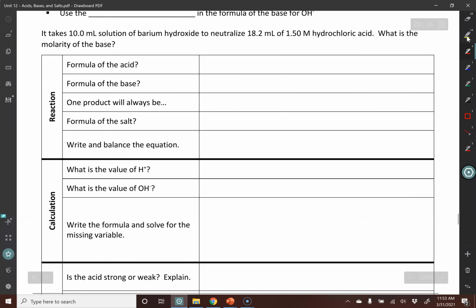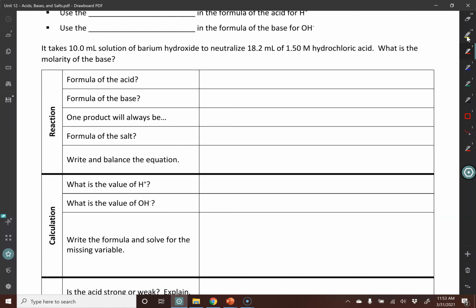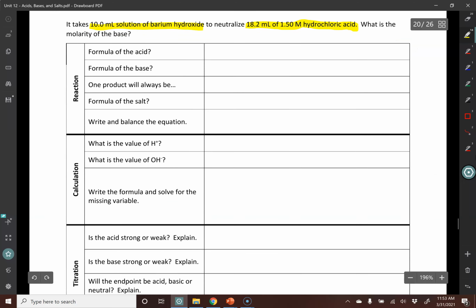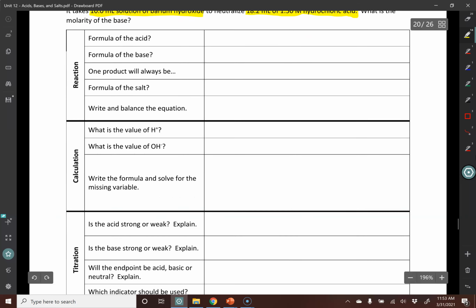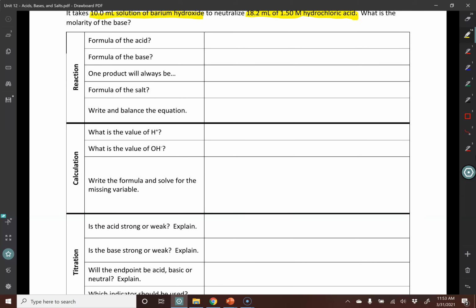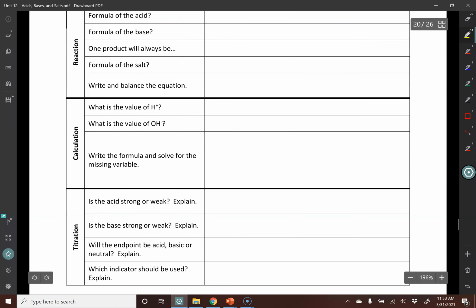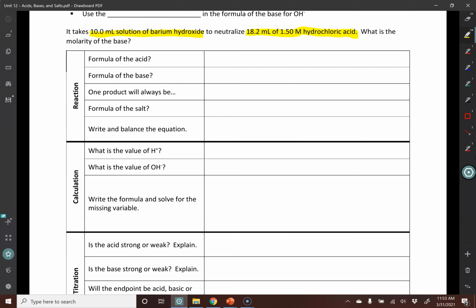All right, so in your notes, you've got this problem. You're told that it takes 10 milliliters of a solution of barium hydroxide to neutralize 18.2 milliliters of 1.5 molar hydrochloric acid, and you're trying to find the molarity of the base. Okay, so there's a whole bunch of questions that I can ask you based on this type of problem. So we're going to break them down into 3 different overall groups. We'll say reaction, so we can talk about the chemistry that's occurring. Calculation, we can actually go ahead in this case and solve for the molarity of the base. And titration. If I was to run this in the lab, how would I set this up?